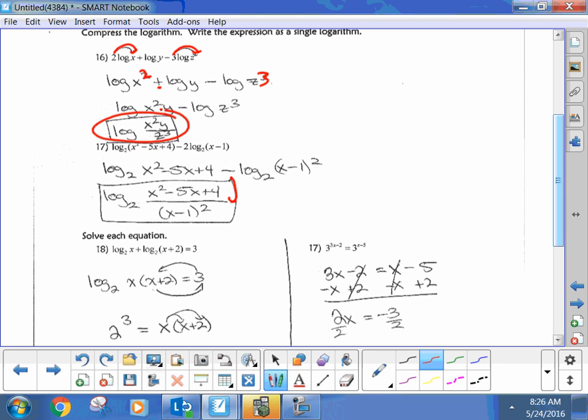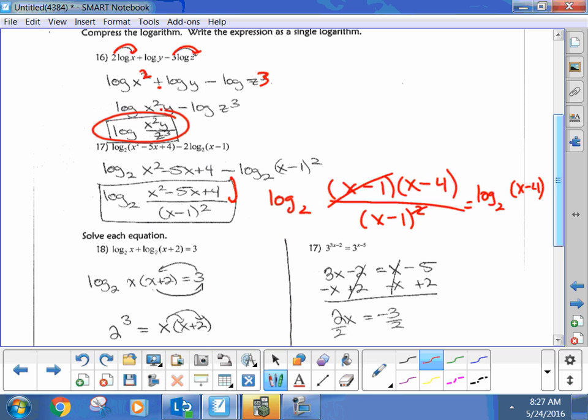Oh, just realized something. Log of 2, pretty sure that this is factorable, and I think it is. Yeah, it's going to be x minus 4 times x minus 1. That factors, and this is x minus 1 squared. The reason why this is important is that this and one of those are going to cancel, so your actual solution simplified is going to be x minus 4 divided by x minus 1.